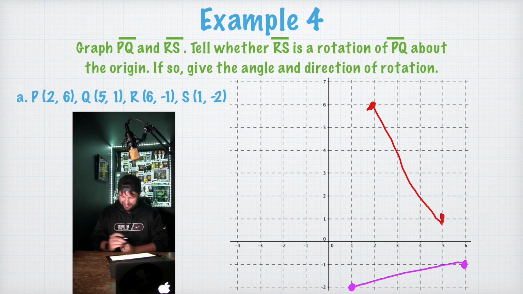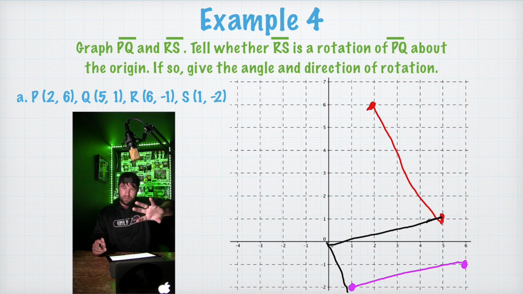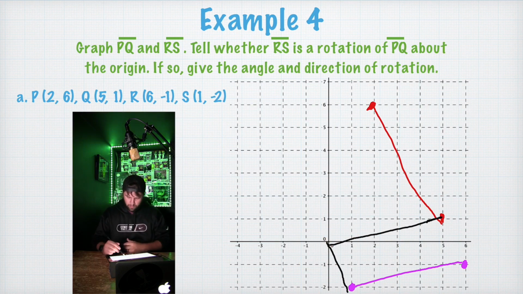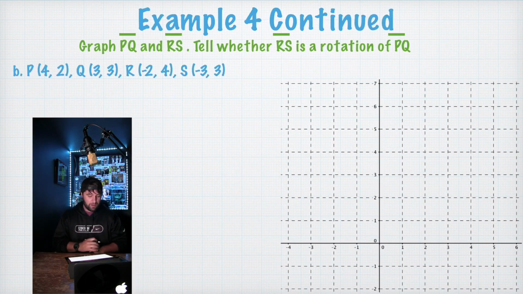Let's keep going. Okay, so as you can tell, if we were to draw a line from the second points, like here and here, these were both the second points, those are not the same distance from the origin. So you automatically know this is not a rotation. There's no way to spin those two lines around this point and have them land on top of each other. So that is not a rotation.